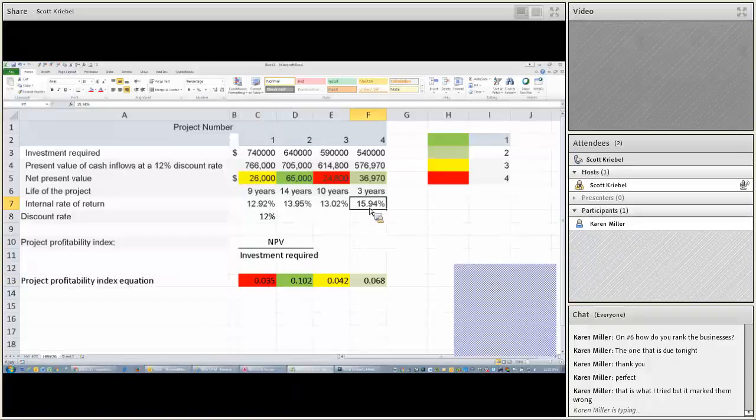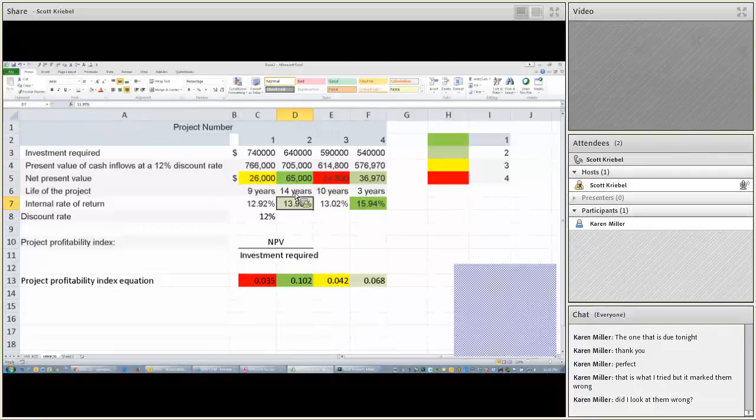So internal rate of return, again, you want the highest internal rate of return. So in this case, project number 4 is the highest, and then project number 2 is the next highest. Project number 3 is the one highest after that, and then project number 1. So if you look at project number 1, it's red in 2 out of the 3. So project number 1 probably isn't the right way to go. Project number 2 clearly is a project that's worth pursuing, as is project number 4. Project number 3 is maybe.